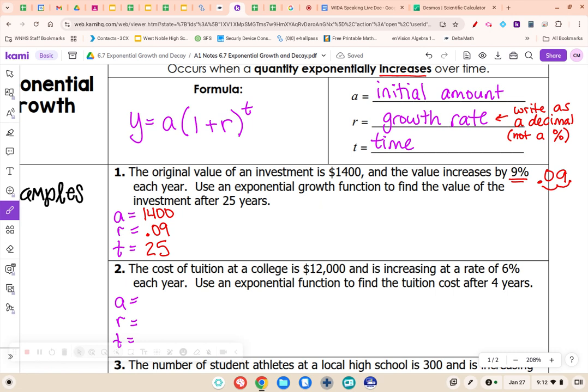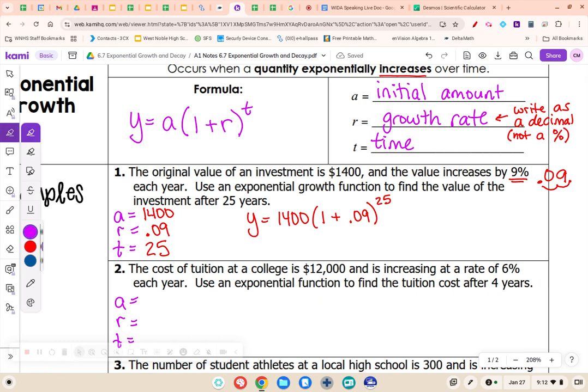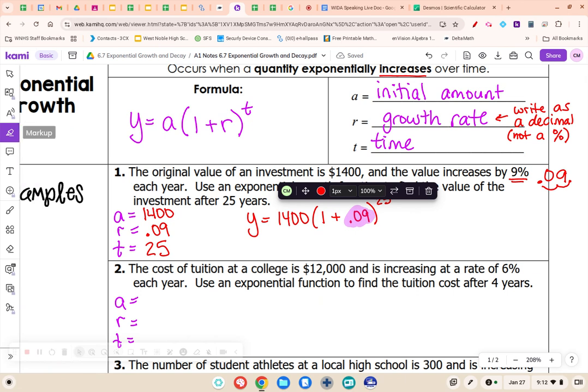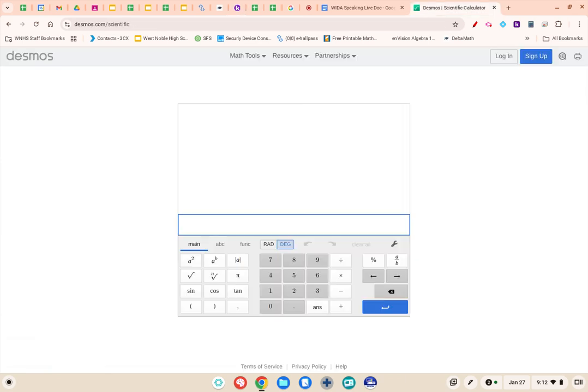So now that we know what a, r, and t are, it's quite simple to plug this information into your equation. The only big thing you have to change, based on the words given to you, is converting the percent to a decimal. Everything else plugs straight in. From here, we're going to type this into Desmos to find how much it has grown over 25 years.